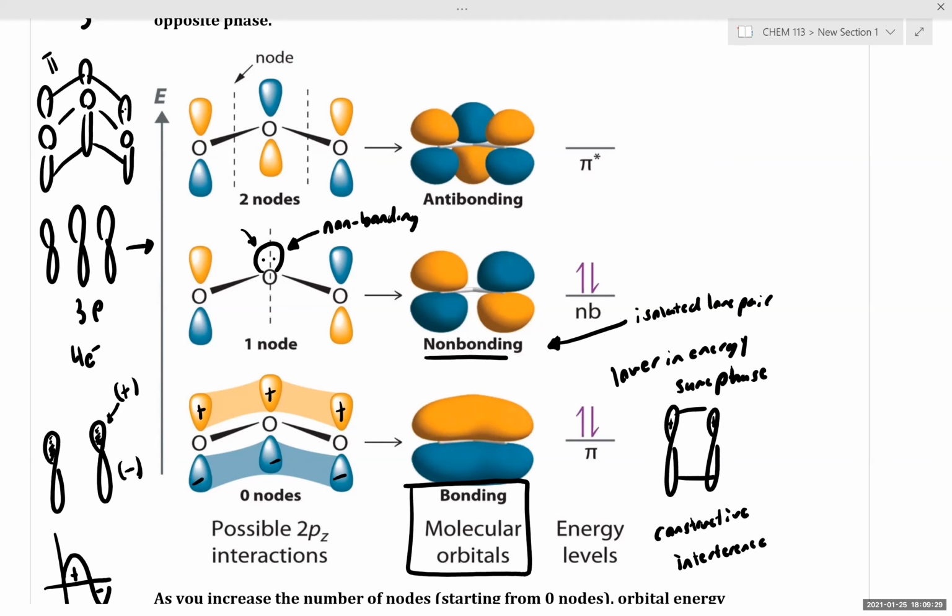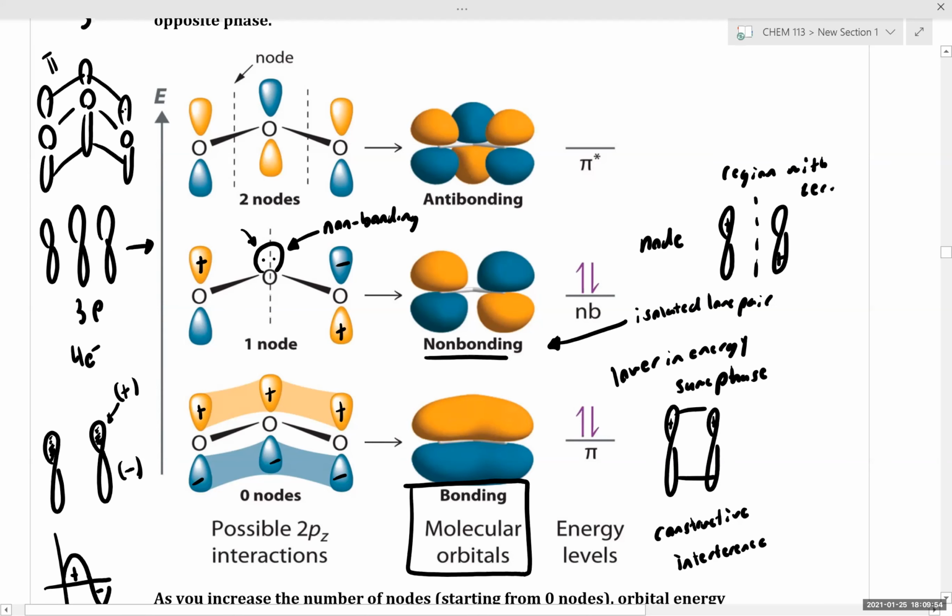Okay. The other feature that I'd like to point out is when we have two regions of opposite phase, they will not overlap constructively. In turn, we end up with a node. A node is formally defined as a region with 0 electron density.